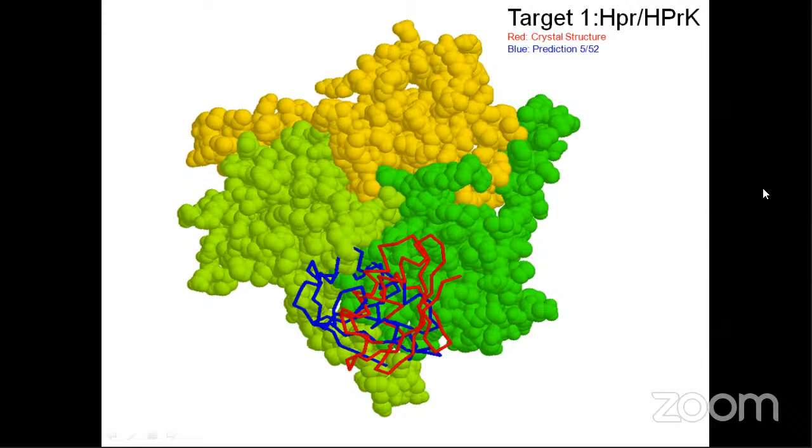Okay, so that is the utility of molecular docking simulations. With this, I'd like to conclude here, and I'd be happy to take any of your questions.